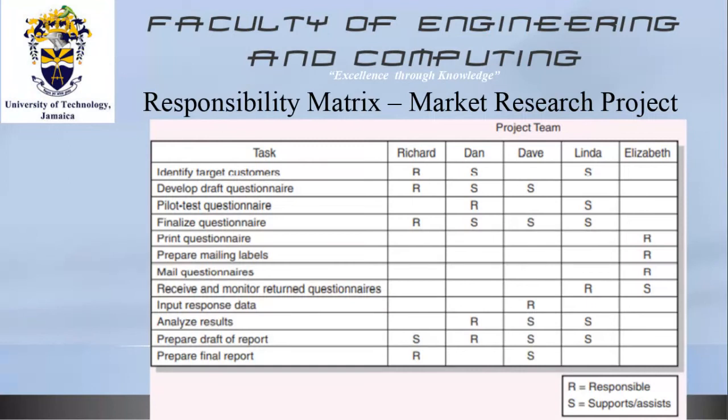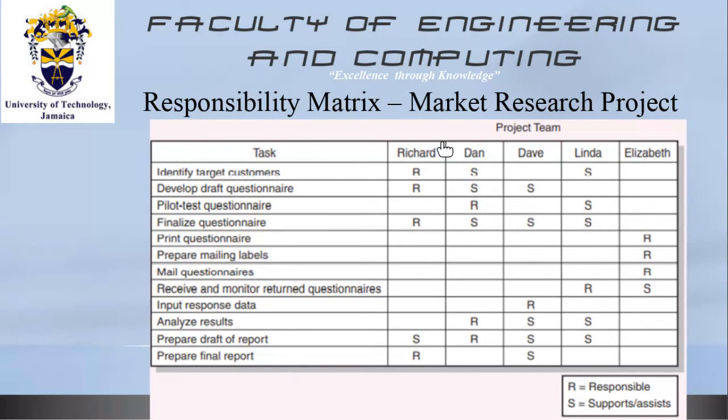There's also what is called the responsibility matrix. So let's look at this project. Separate and apart from the OBS integration with the WBS, you could have a scenario where you say, all right, these are the activities or these are the tasks. I'm going to identify target customer, develop draft questionnaire, pilot test questionnaire, all the way down to prepare the final report. Who is going to do what?